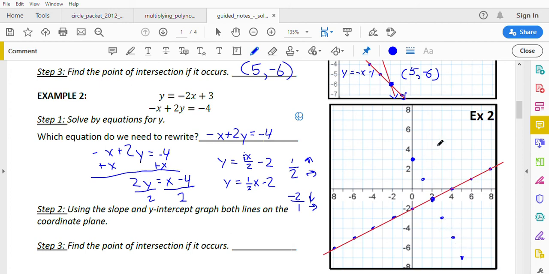Again, if we want to, we could actually go up and back. Again, that's a positive divided by a negative. So positive divided by a negative is still a negative. Up 2, back 1, up 2, back 1, and that's all we're going to fit.